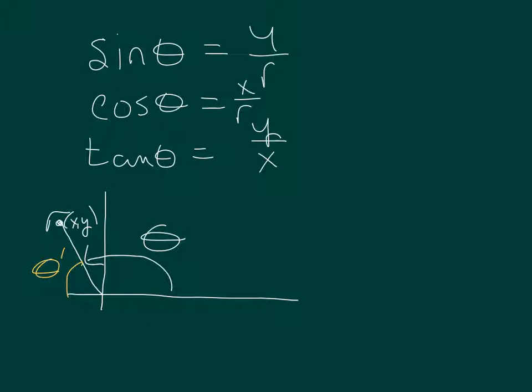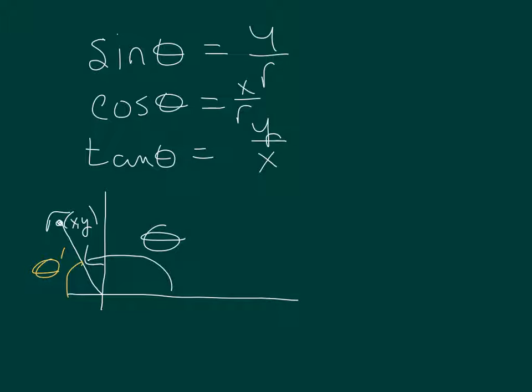The sine of this angle is still going to be y over r. The sine of this angle is y over r. The difference is the reference angle is acute, so it's always going to be positive, but the big angle could be negative or positive depending on where the terminal side of the angle lies.